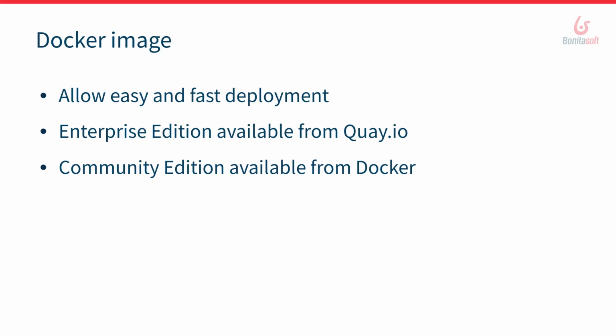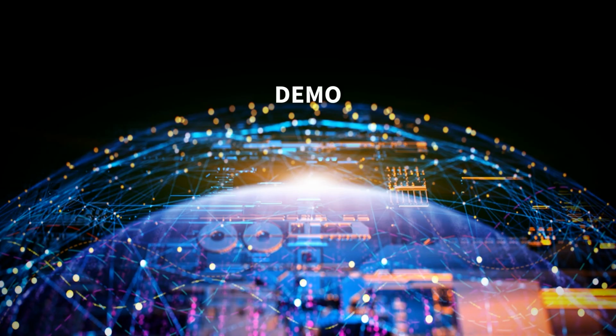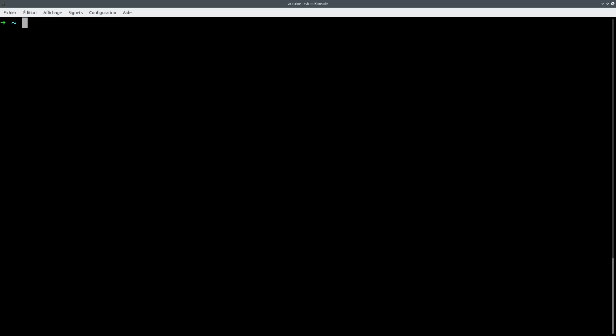In previous editions of Bonita, the Docker image was only available for Community Edition. It's actually available from Docker public container registry. Since 7.10, we now have the Enterprise Edition image of Bonita available from a private container registry hosted at Quay.io. And in this video, I will show you how we can easily set up a Bonita server with Enterprise Edition using the Docker image. So let's jump right away to the demonstration.